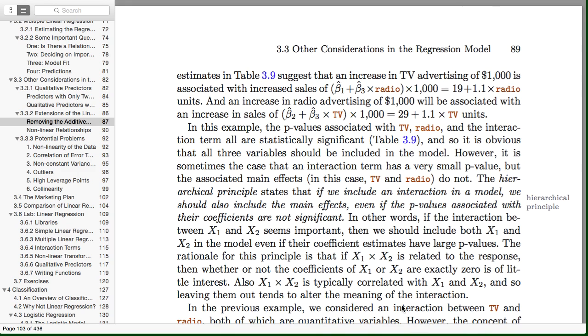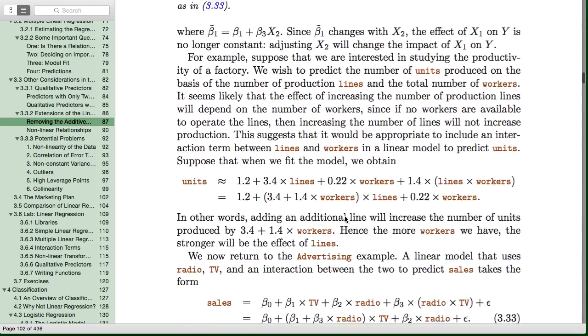And we often want interaction terms. And sometimes we can figure out that we need interaction terms because of intuition, and sometimes from looking at a graphical model. Now, here's an important principle. If we include an interaction in a model, we should also include the main effects, so that would be TV and radio separately, even if the p-values associated with their coefficients are not significant.